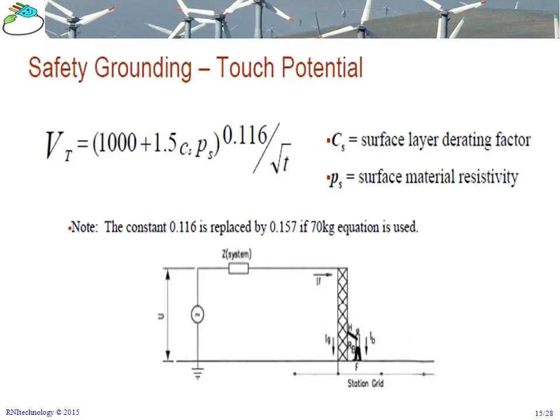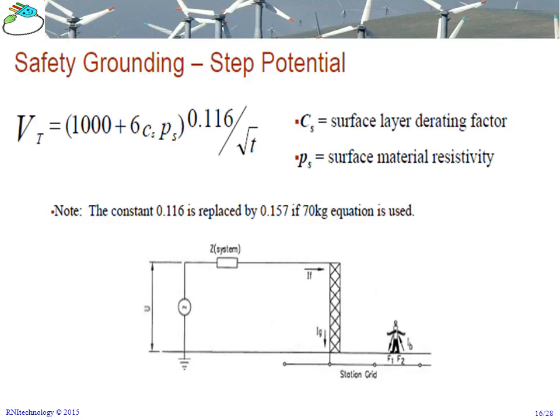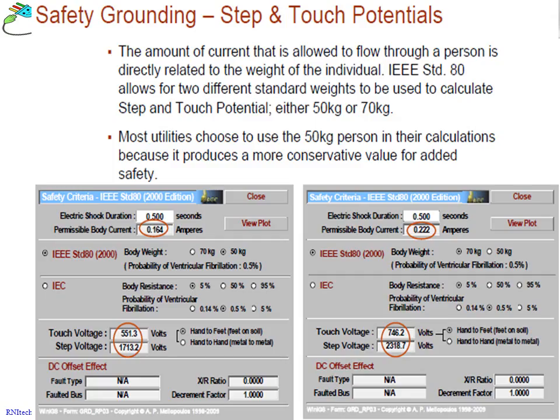The IEEE uses two weights, 50 kilograms and 70 kilograms. The 70 kilograms provides higher limits of safety, so we usually go for the worst case scenario, which is 50 kilograms. This is one of the equations for the calculation of the touch potential, which is a function of the surface layer derating factor CS and rho S, which is the surface material resistivity. We can get the resistivity from measurements using the Wenner method. The surface layer derating factors we can get from different curves in the IEEE 80 standard.